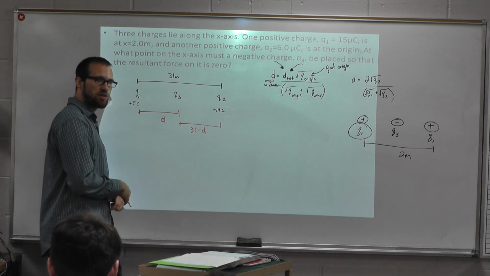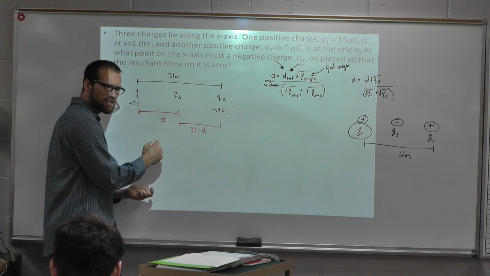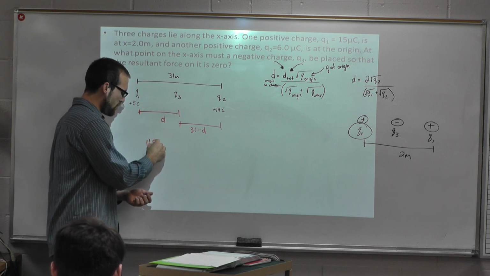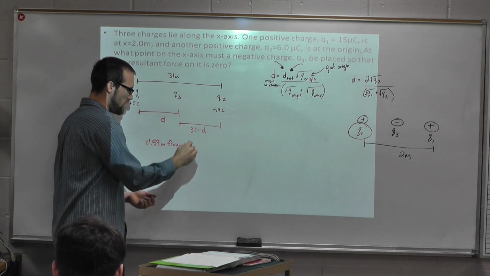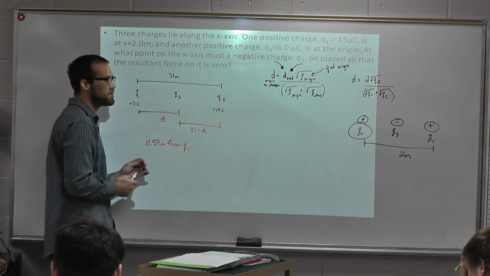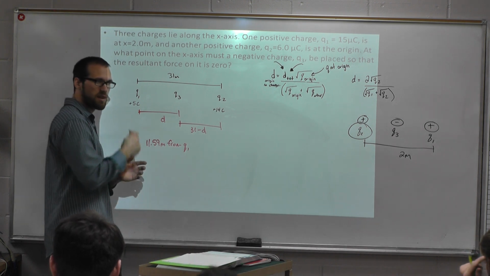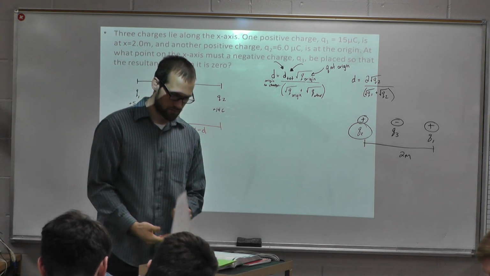There are actually two ways you can answer this question. You could just say 11.59 meters from Q1. You could also say 31 minus that, meters from Q2: 19.4. Okay, makes sense? Yeah, but the answer is 9.